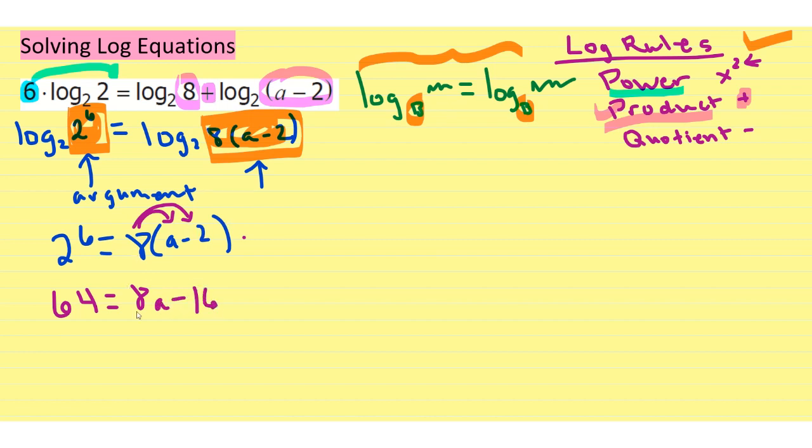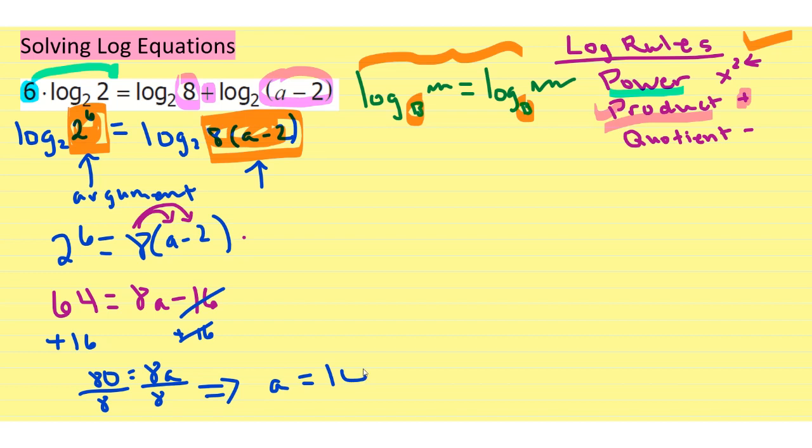To finish solving it, I'm going to add 16 to both sides, so plus 16, and those cancel. 64 plus 16 is 80. So 80 is equal to 8a, and then I can divide both sides by 8. Therefore, a is equal to 10.